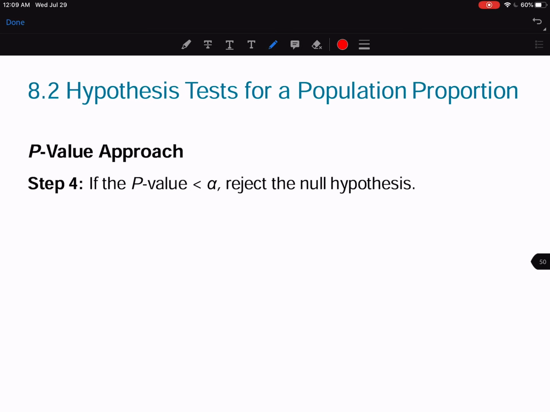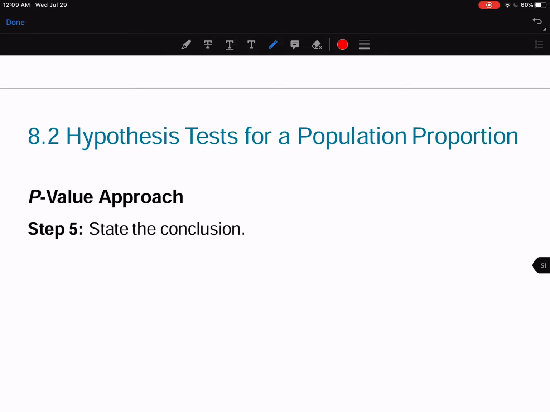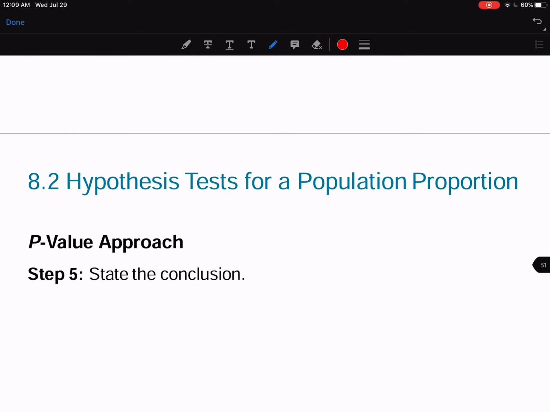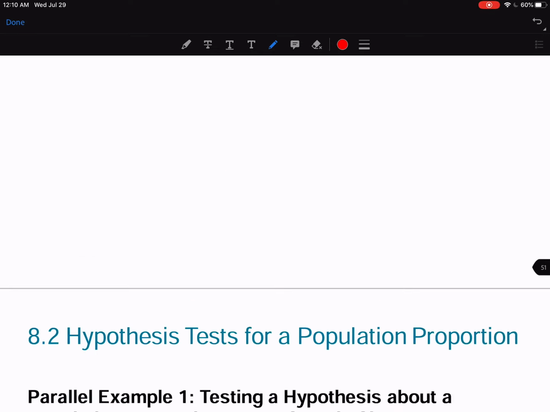Once we get the p-value, we just need to compare the p-value with alpha. If the p-value is less than alpha, reject the null hypothesis, and then state the conclusion. If we reject the null hypothesis, we say that there is sufficient evidence to support the alternative. If we fail to reject the null hypothesis, that means there is insufficient evidence to support the alternative. All right, I think everything's done here.